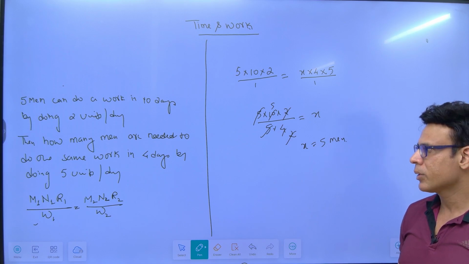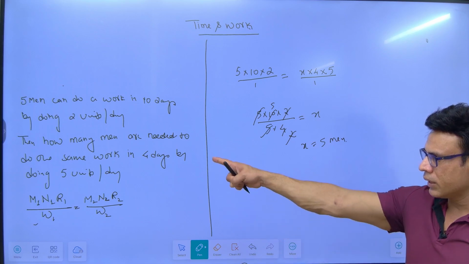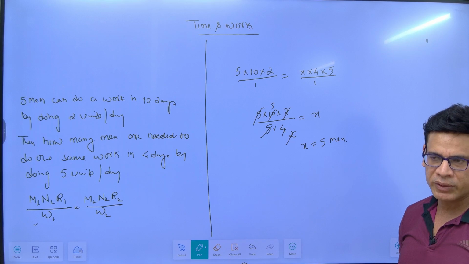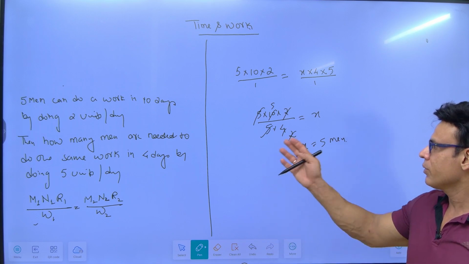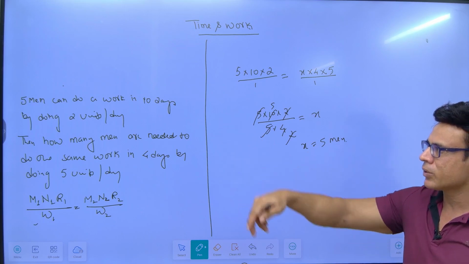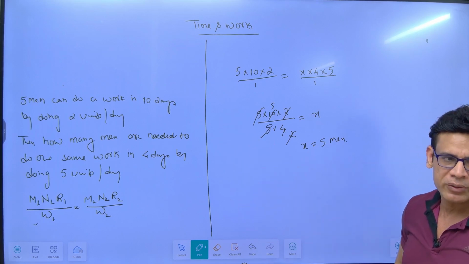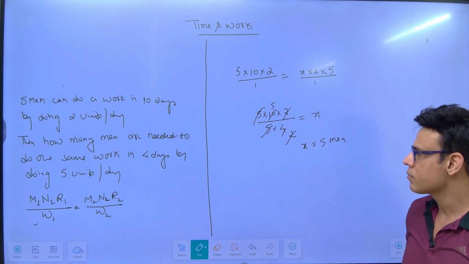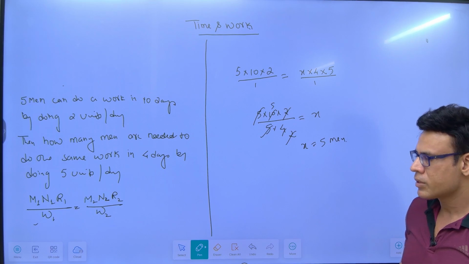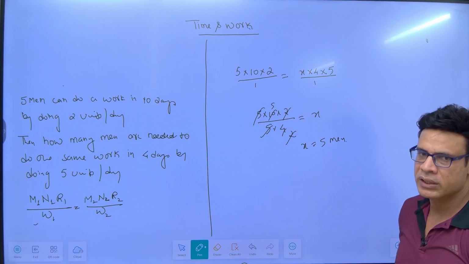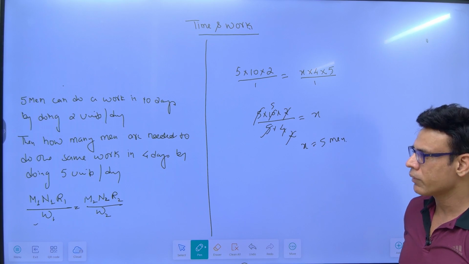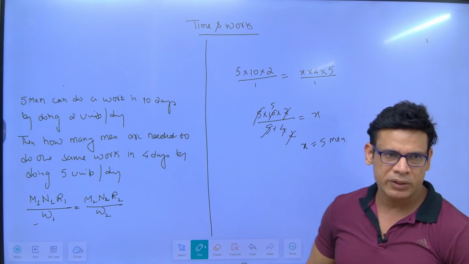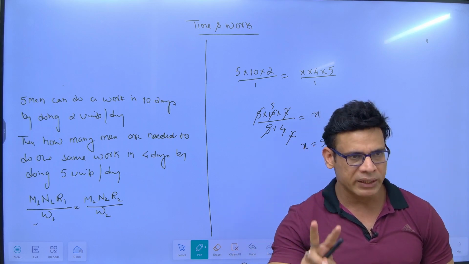Why is this happening? Because although we decrease the number of days, we increase the efficiency. That is why we are getting 5 men in this case also. In the first case also 5 men. For this question, you will not always get the same answers, right? So this is the formula. Now if efficiency is not given, then you remove R1 and R2 and the formula will remain the same. If efficiency is not given, remove R1 and R2.